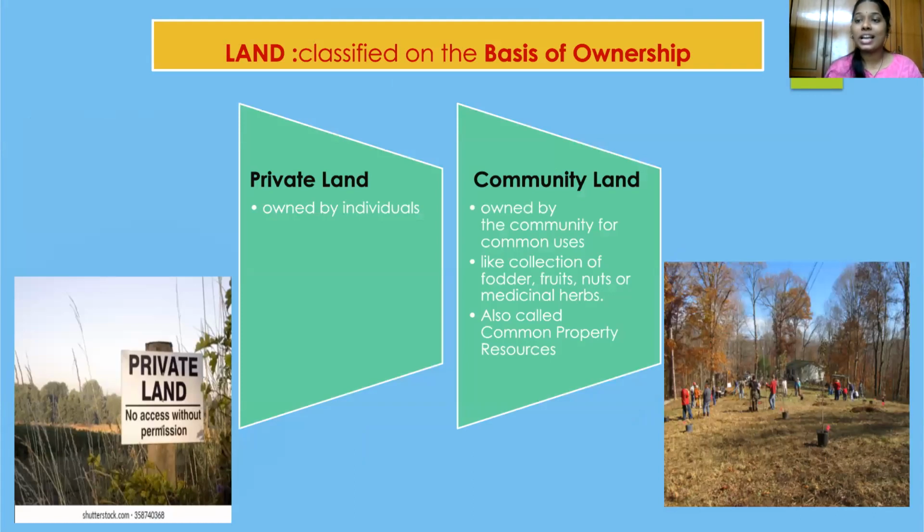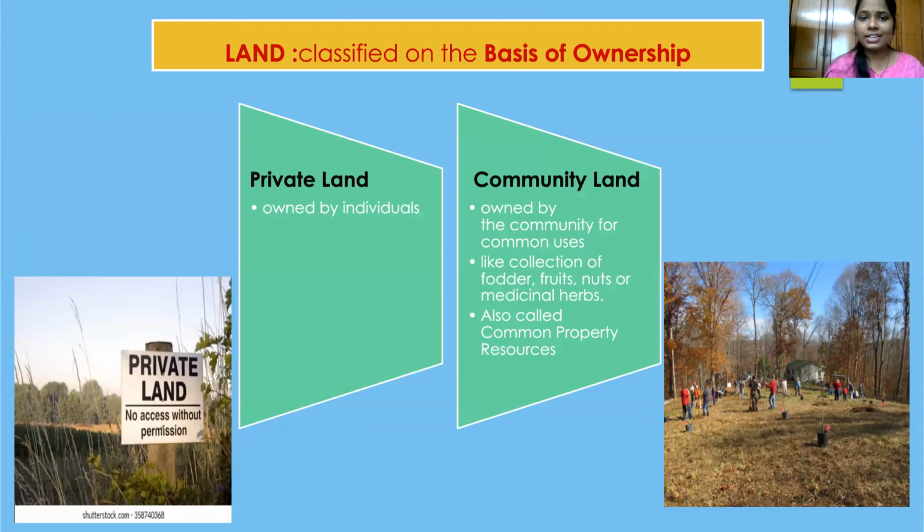So land is also classified. We can see that there is a park where everyone can visit, and we have some area where no one, except the owner, is able to visit that place, right? So that is why we have a classification. That is the basis of ownership. On the basis of ownership, we have private land and community land.